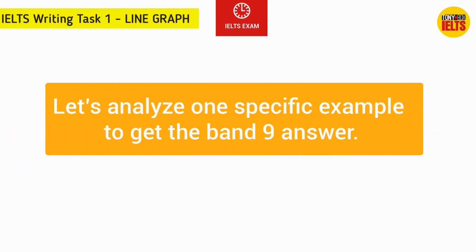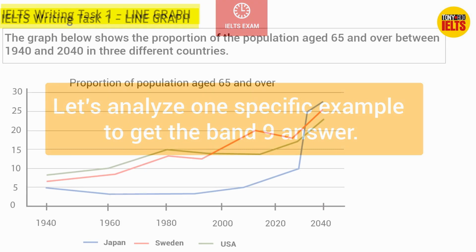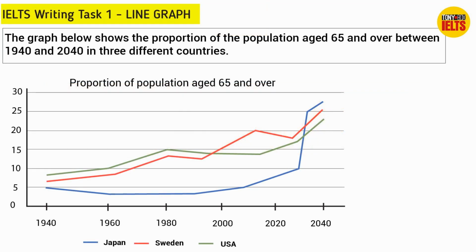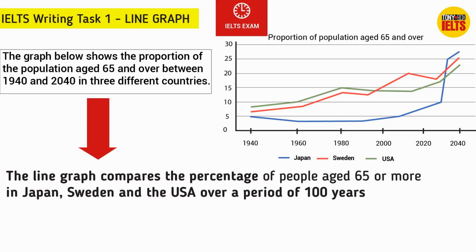Okay, let's analyze one specific example to get the Band 9 answer. The graph below shows the proportion of the population aged 65 and over between 1940 and 2040 in 3 different countries. For the introduction, you just need to paraphrase the topic like that. The line graph compares the percentages of people aged 65 or more in Japan, Sweden, and the USA over a period of 100 years.